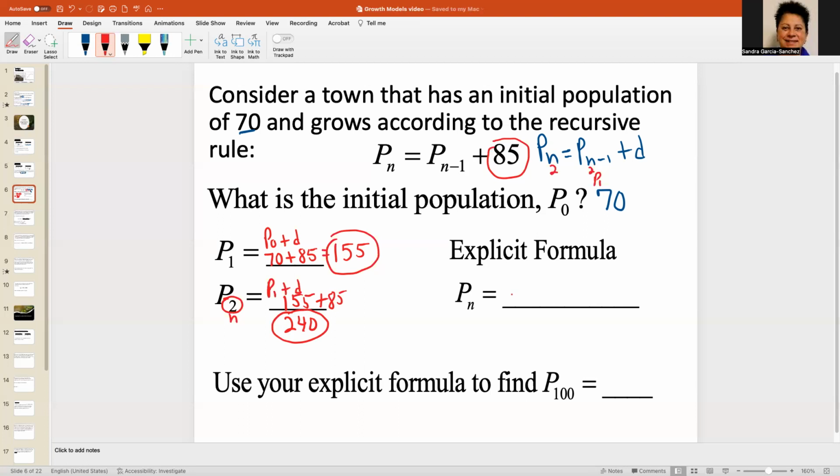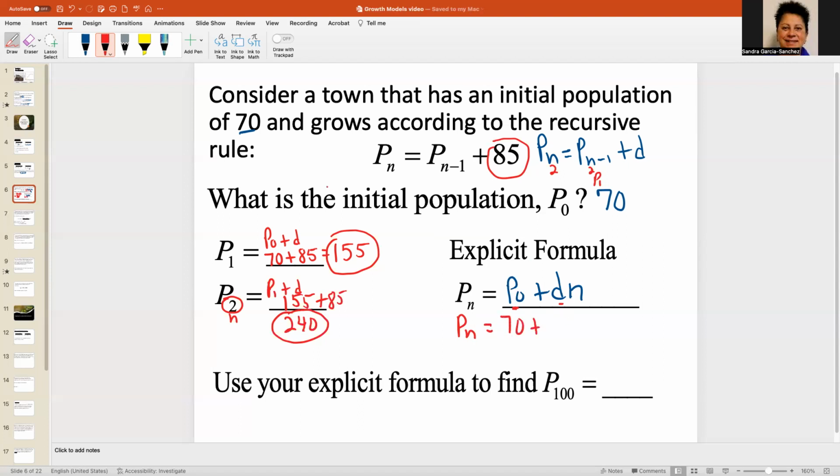Now, to find the explicit formula, we have to remember that the explicit formula is P sub n equal to P sub 0 plus D times n. When they ask you to find the explicit formula, the only two values that you have to change is P sub 0 and D. So in this case, it's going to be P sub n equal to P sub 0, which is 70, plus D.